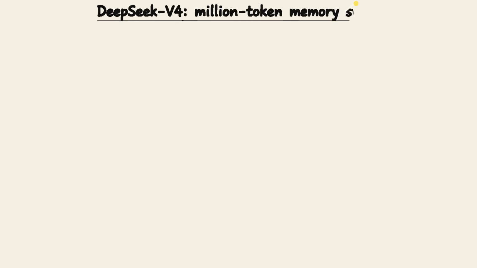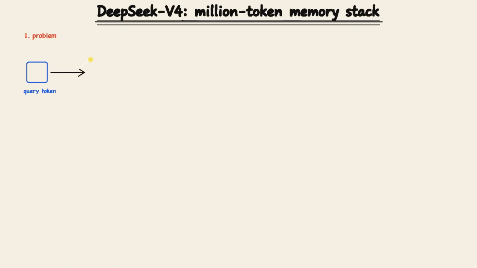Look at this query token on the left. It wants to answer after reading a wall of 1 million previous tokens. 1,000,000 sounds impressive, but why is that hard if the model can simply store the prompt? Because every next token has to use the past. Ordinary attention makes the compute and the KV cache grow into the central bottleneck.